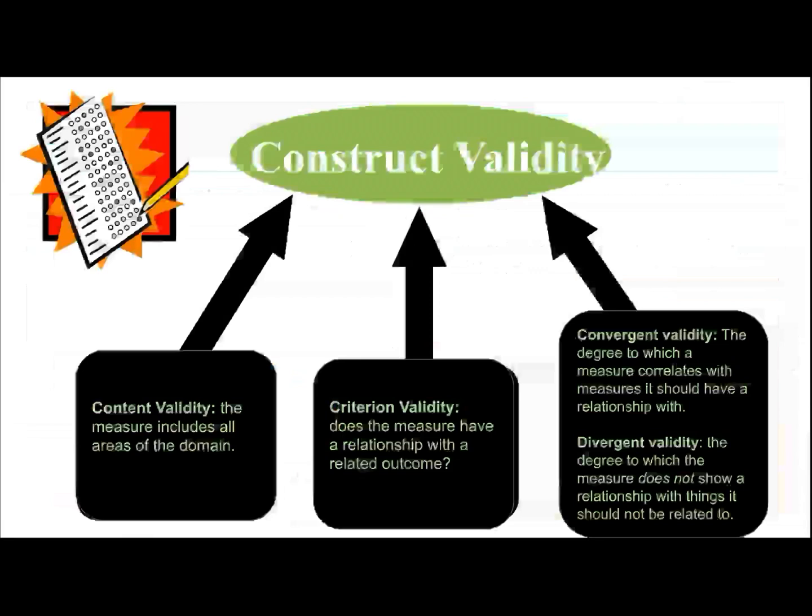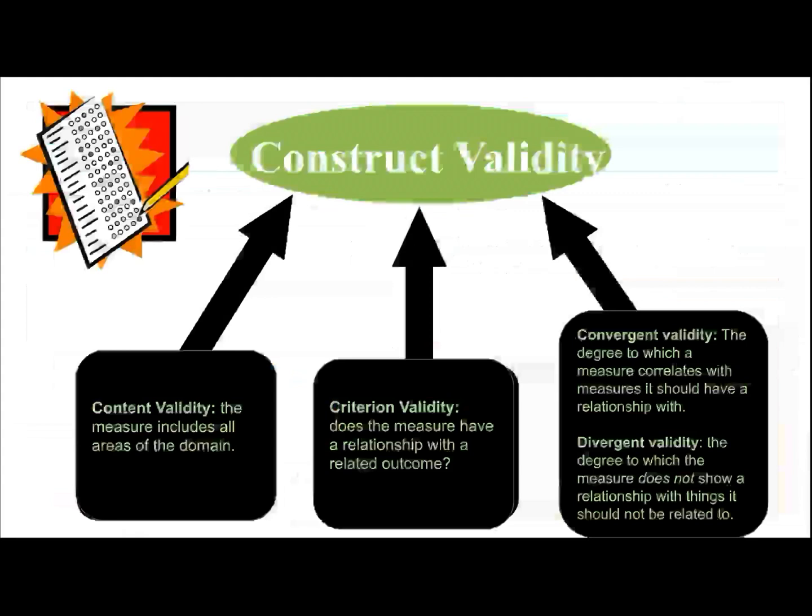There are 3 types of validity. The first is content validity. The measure has to include all areas of the domain, which means in our example of the SAT, if what we're trying to study is academic success or academic ability, we don't only want to ask math questions. We don't only want to ask language arts questions. We want to ask a little bit of every subject, cover all areas of the domain.